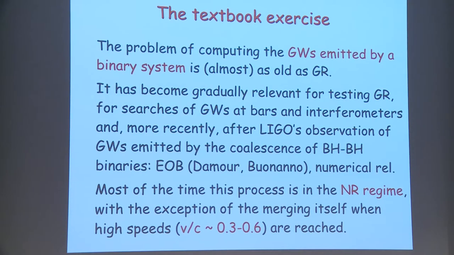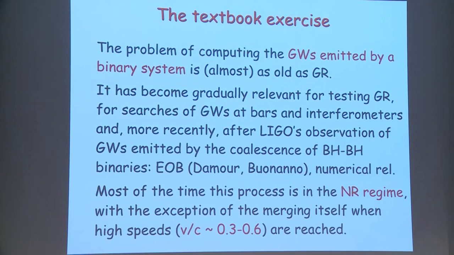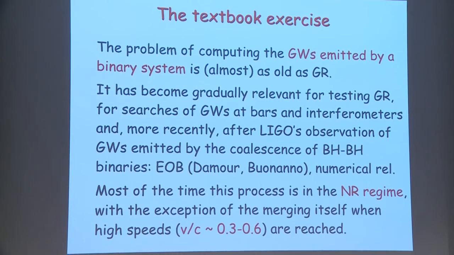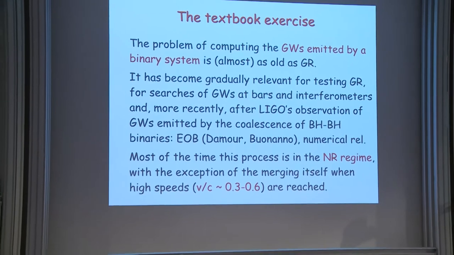For instance, there is this effective one-body approach that Thibault Damour and Alessandro Buonanno have pioneered. And there are, of course, the numerical relativity calculations. But most of the time, this process is in the non-relativistic regime, with the exception, perhaps, of the merging itself, when high speeds, roughly, say, v over c of the order 0.3 to 0.6, are reached.